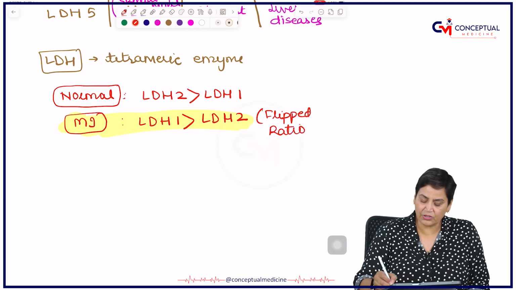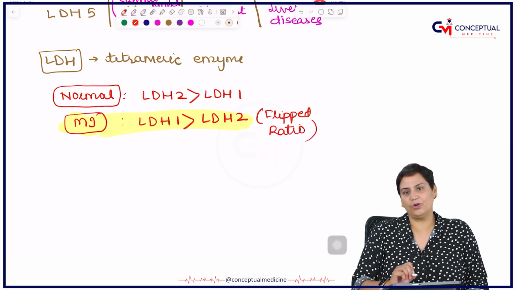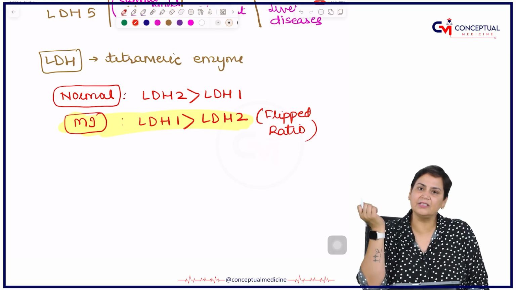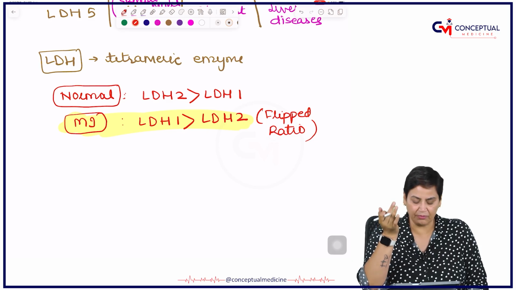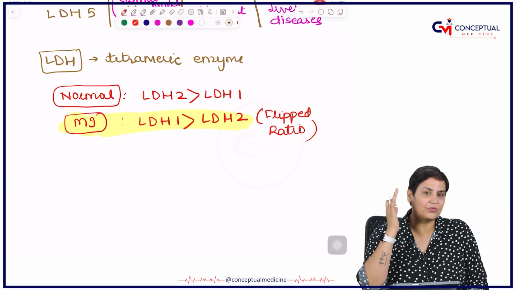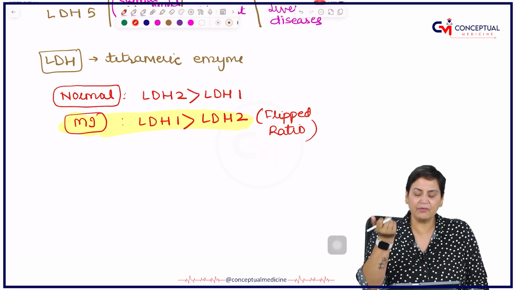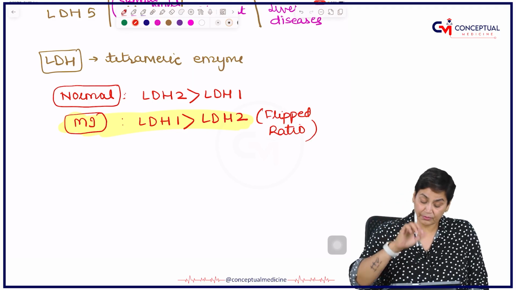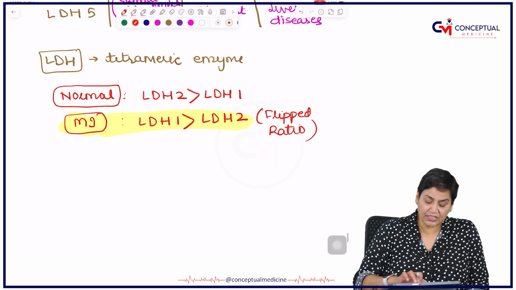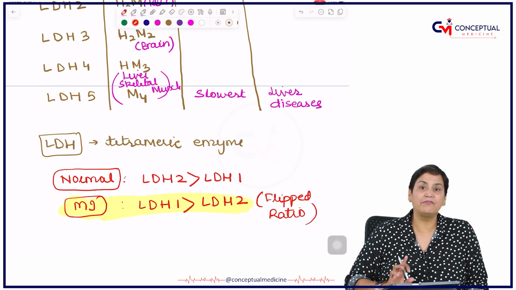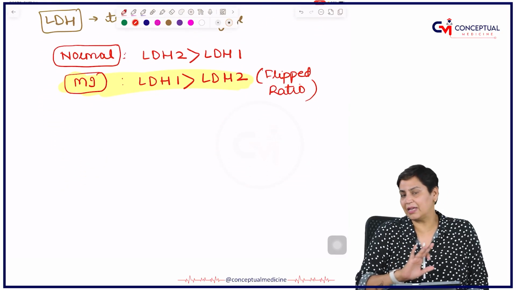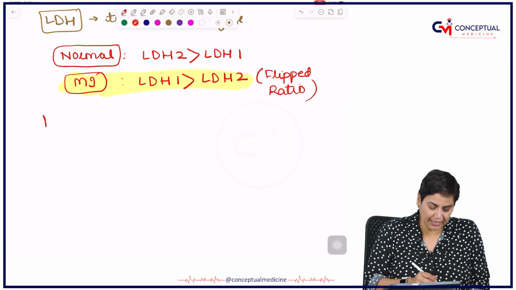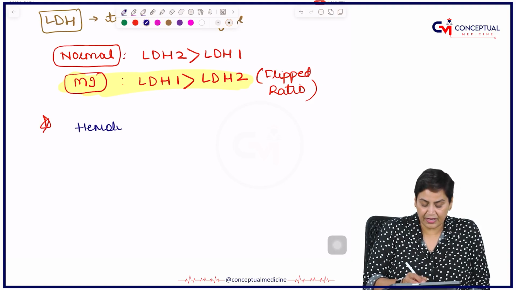So, in a normal individual, LDH2 will always predominate because LDH2 is present in RBCs and WBCs in bulk. But whenever a person undergoes myocardial infarction, always remember LDH1 will show a preferred rise over LDH2. So, this is a very important feature of LDH which has 5 isoenzymes. And another important thing is a hemolyzed sample cannot be used. So, I can just put a note here that a hemolyzed sample has to be discarded. Very, very important.